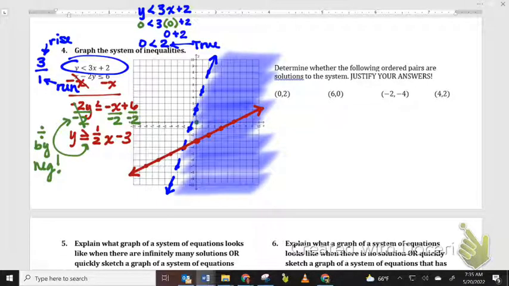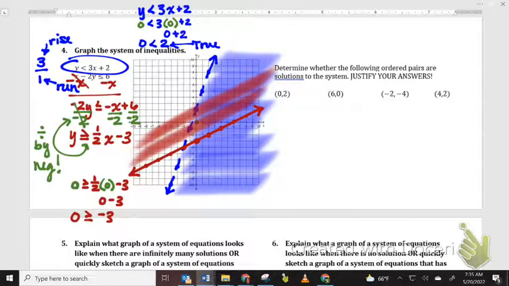I still need to figure out which way to shade. I'm going to use the same test point, because 0, 0 is not on this line. So 0 in for y, greater than or equal to 1/2 times 0 minus 3. So I get 0 minus 3 over here. That's negative 3. Is 0 bigger than negative 3? Yes, that means I want to shade the side of the red inequality where 0, 0 is because it came back true. So that's going to be the top side here.